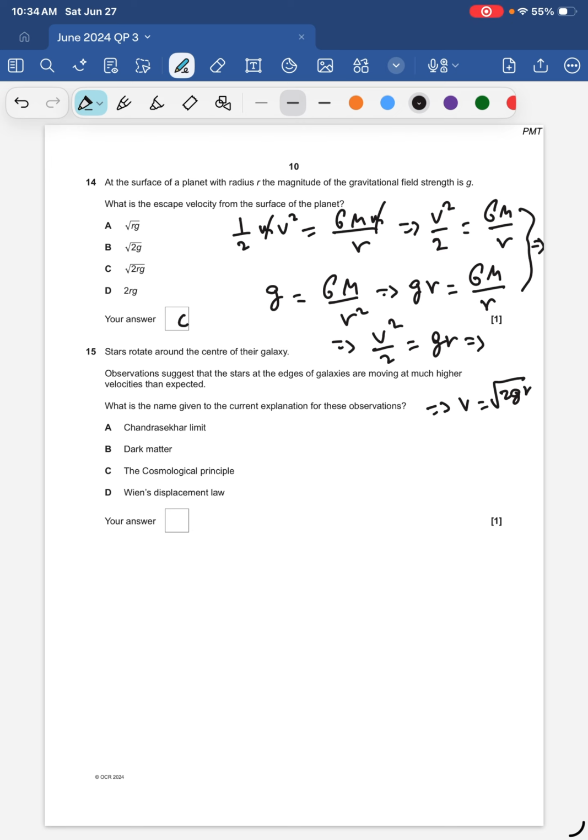Question 15. Stars rotate around the center of their galaxy. Observations suggest that the stars at the edges of galaxies are moving at much higher velocities than expected. What is the name given to the current explanation of these observations? And this is, of course, dark matter, okay? Because it provides extra gravitational pull and so on and so forth.